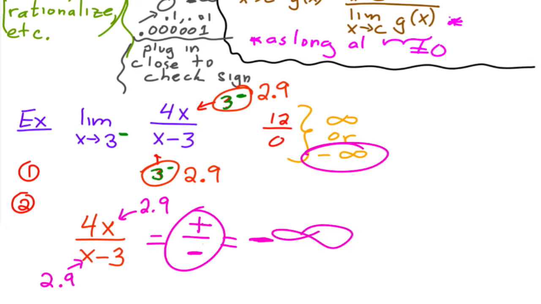If this had been positive, then you would have known it's going to positive infinity. But you don't do this one before you do the first one. So you always have to check by plugging it in first. Once you know that it's one of these two cases, then you can plug in a number that's close to tell you that it's going to negative infinity in this case.